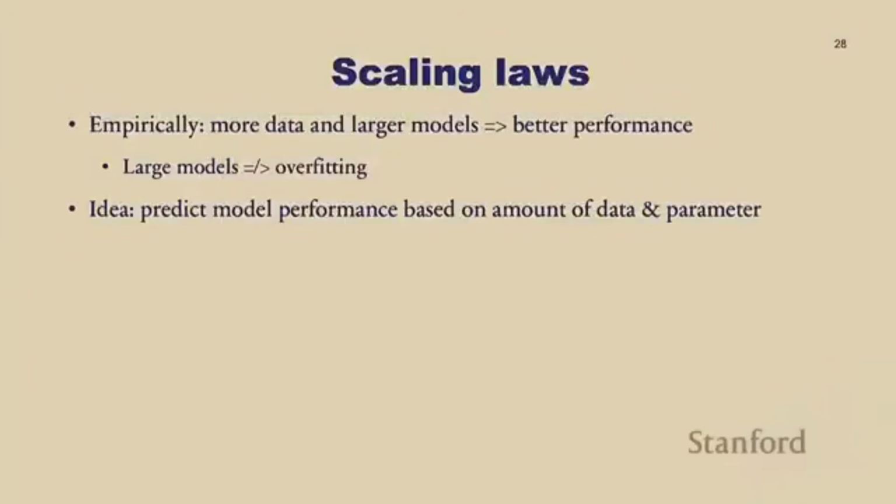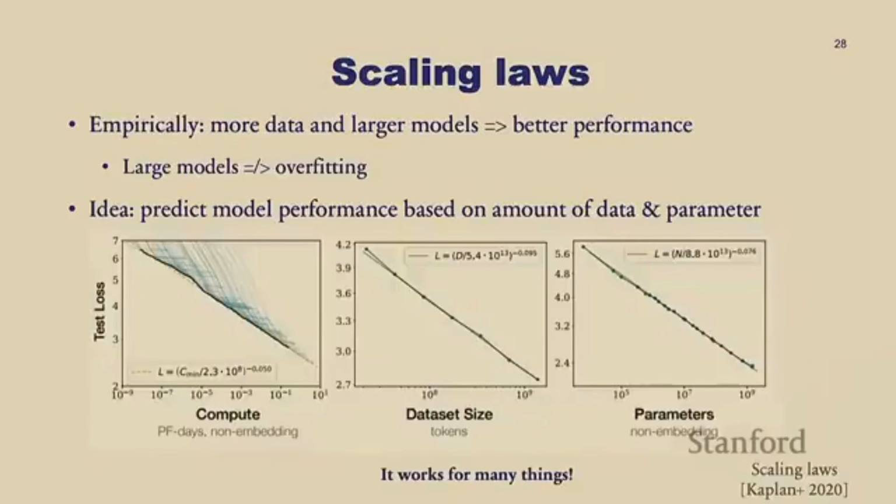So, the idea of scaling laws is that given that you know that more data and larger models will always give you better performance, can we predict how much better your performance will be if you increase the amount of data and the size of your model? And surprisingly, it works. Here you see 3 plots from a very famous paper called Scaling Laws from OpenAI. On the x-axis you see compute, so how much compute did you spend for training? And here you see test loss. It's not perplexity, but it's your validation loss, so it's the log of the perplexity.